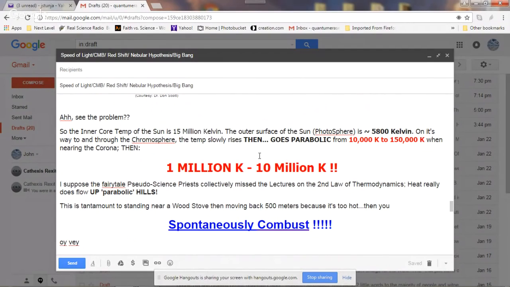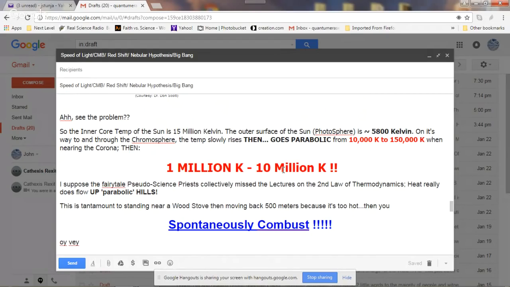The outer surface of the sun, the photosphere, is approximately 5,800 Kelvin. On its way to and through the chromosphere, the temperature slowly rises, then goes parabolic from 10K to 150K. When nearing the corona, it goes from 1 million Kelvin to 10 million Kelvin.